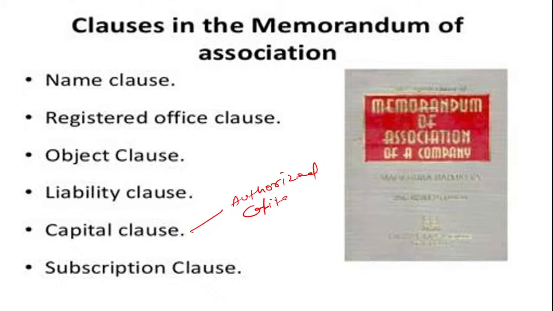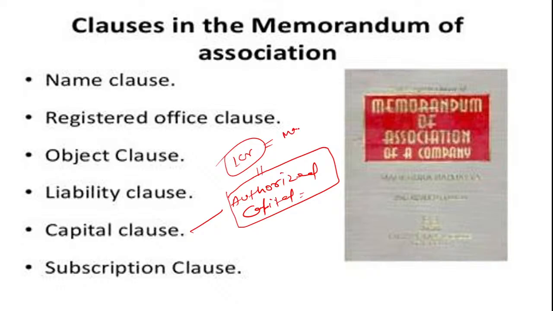So the company will write, friends, if they are saying in the capital clause that my authorized capital will be 1 crore, then through this you can understand that the company can raise a maximum amount of 1 crore only. Okay, so that is the authorized capital that they can raise.